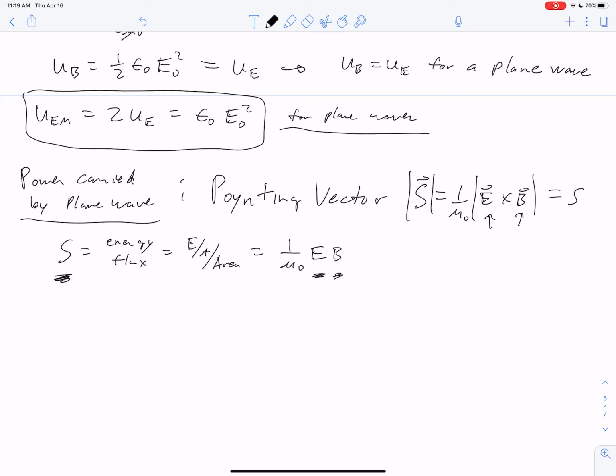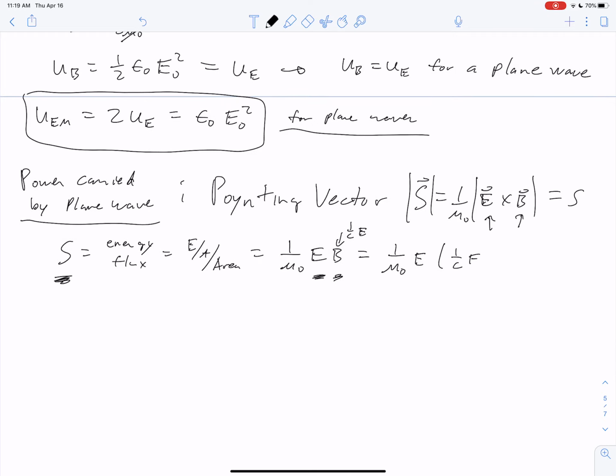But then we can notice that for the magnetic field, I can get rid of that part because I can always write the magnetic field as 1 over c times E for a plane wave. That's a relationship that is true for a plane wave. It's not true in general for every type of situation, but it's true for plane waves. And so then I can see that the energy flux of a plane wave is equal to 1 over mu naught c times E squared. Very simple little relationships.